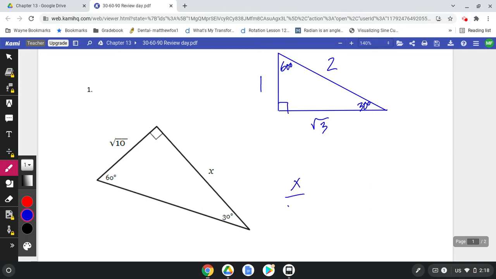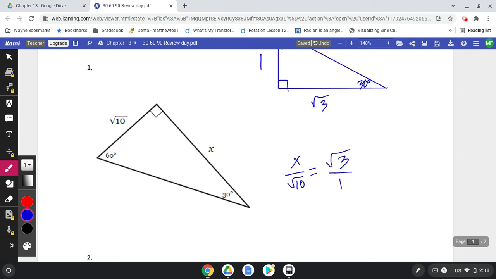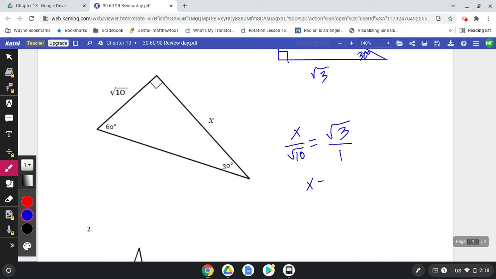We have an x and a square root of 10. Now x is across from, if you follow my cursor, across from 60. So we look up here, across from 60 would be square root of 3. So that goes on top. Meanwhile, square root of 10 is across from 30. Across from 30 is a 1. We cross multiply, we get x equals, now square root of 10 times square root of 3, they're both square roots. So we can get square root of 30.